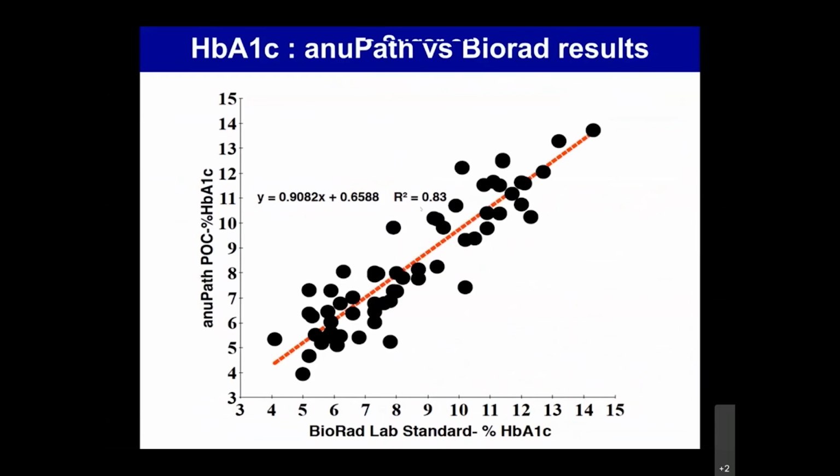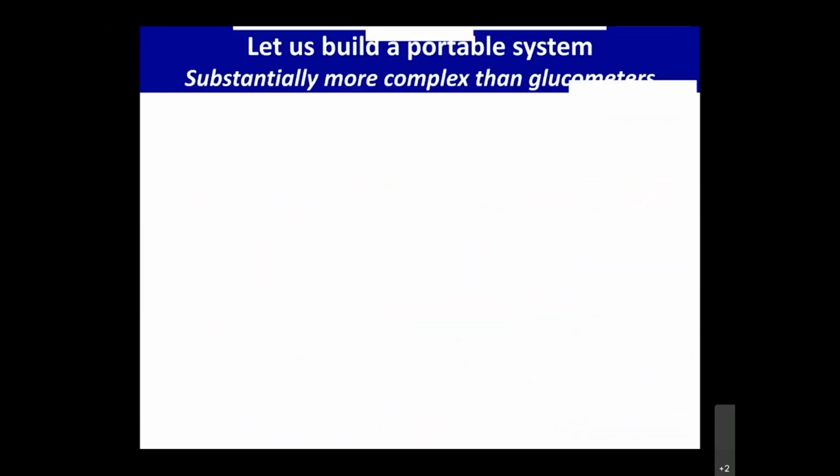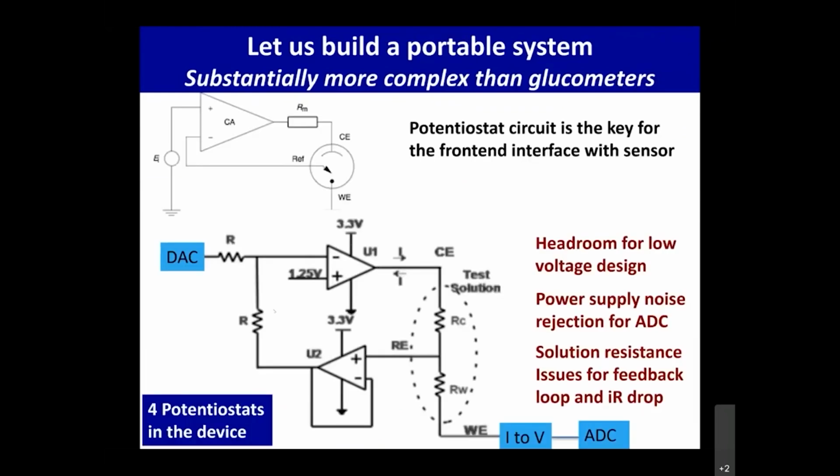Okay, so that was about the test strips, and very quickly I will talk about this handheld reader. This handheld reader is a little more complex than a glucometer. It's as if having multiple glucometers on a single device, because we are trying to do many tests on a single device, and that is why there are very interesting electronic circuit design challenges, right?